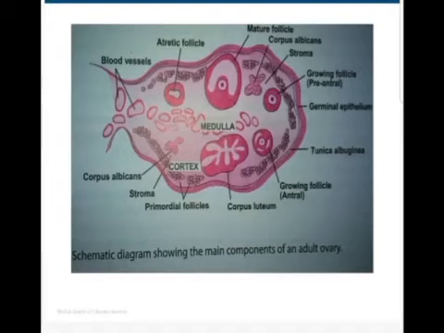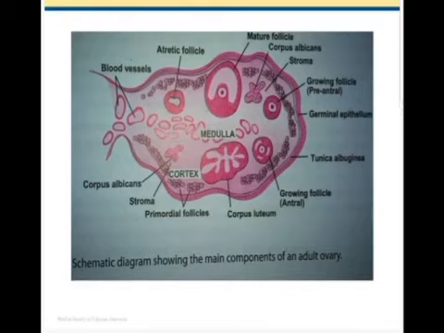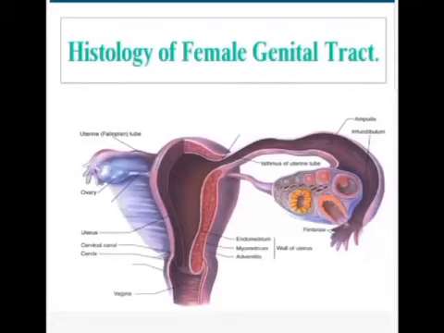This is the microscopic picture of the ovary. You can see there is a central deeper zone, the medulla, and there is an outer broader zone which is known as the cortex. The surface of the ovary is covered by a simple cuboidal epithelium. This epithelium is known as the germinal epithelium.